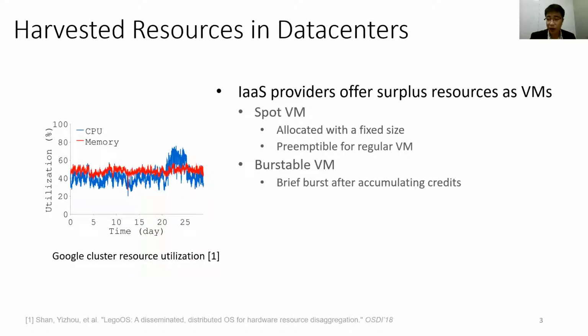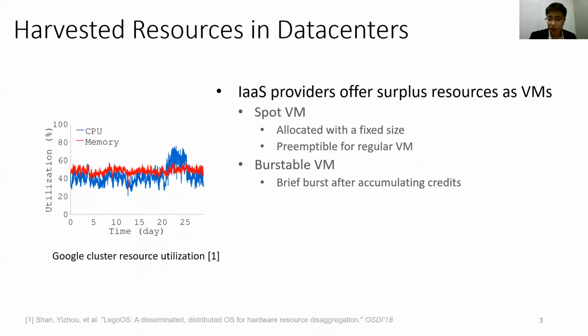Now let's look at harvested resources in data centers. Data centers are usually underutilized. The left figure shows the resource underutilization of a Google cluster. As a result, IaaS providers offer their surplus resources as VMs at a much lower cost. Two examples of this are spot VMs, which are allocated with a fixed size, and burstable VMs that can briefly burst to their maximum size.